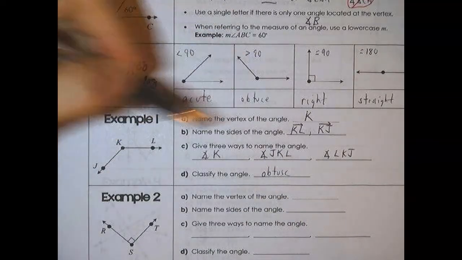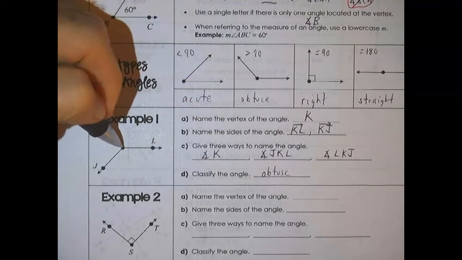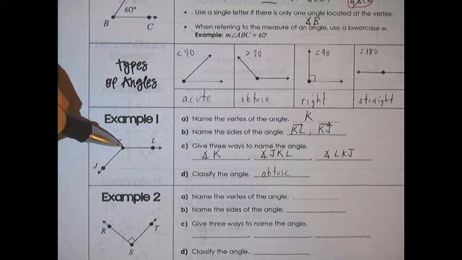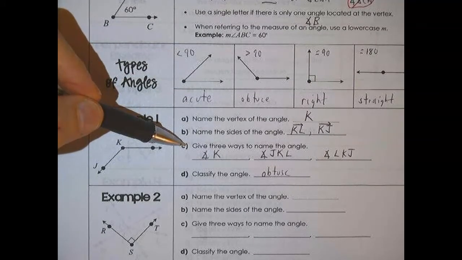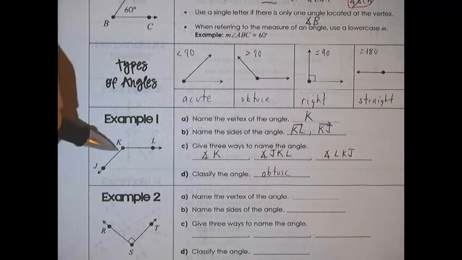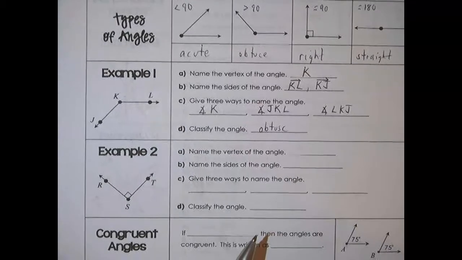The name of the vertex is just the point K. The name of the sides, the ray that starts from K and goes towards L, that's this ray, and the other ray that starts from K and goes towards J. So that's the two sides. Three ways to name the angle. Probably the most important thing that you really understand here is you can name it just by the vertex, so angle K, and you could name it JKL or LKJ. And then this appears to be an obtuse angle. Okay, let's try it again.